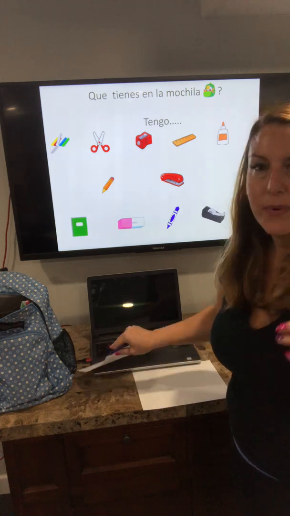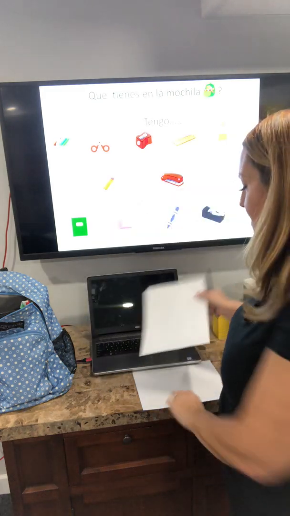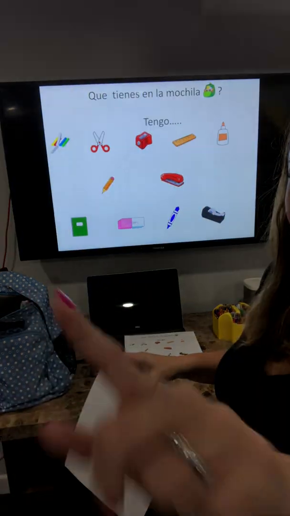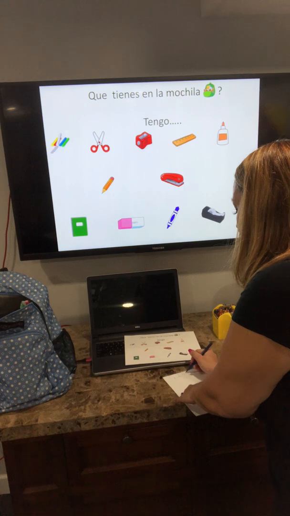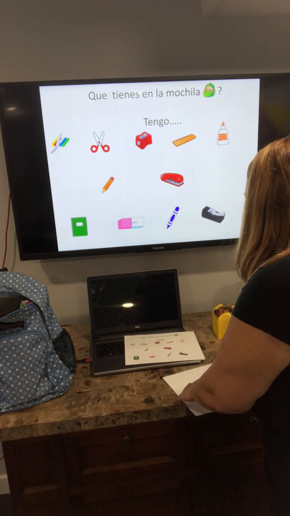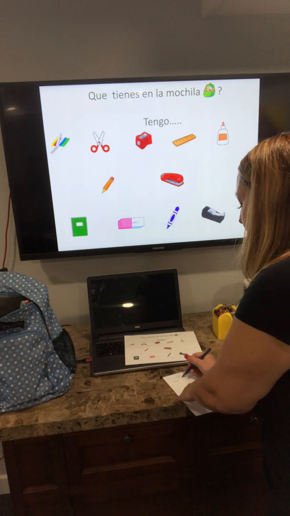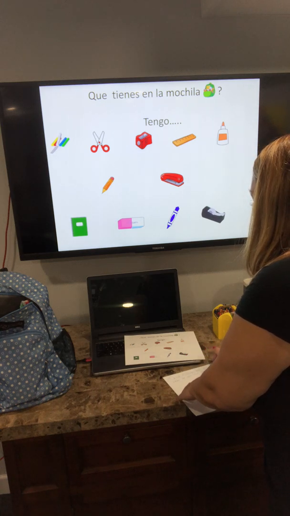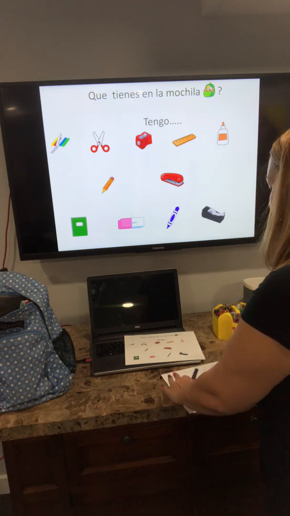So you should have a paper that looks like this, if you were able to print it out. If not, you're going to have to take a blank piece of paper. You're going to write ¿qué tienes en la mochila? on your paper. And then I want everybody to, underneath that, write in English, what do you have in your backpack? Okay, so do that right now. Or book bag, whatever you want to call it.